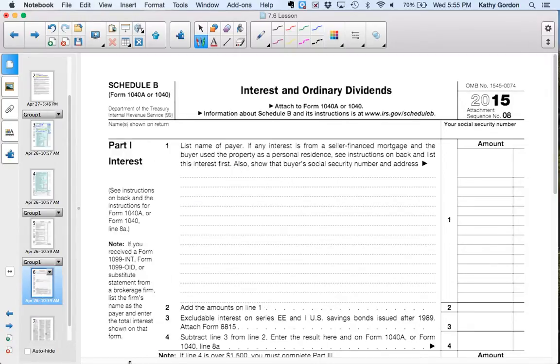If any interest is from a seller financed mortgage and the buyer used the property as a personal residence, see instructions on the back and list this interest first. Also show that buyer's social security number and address. Well, we don't have any of that kind of situation. So we're just going to list the 2 banks, which was the Seaford Bank and the Buffalo Bank.